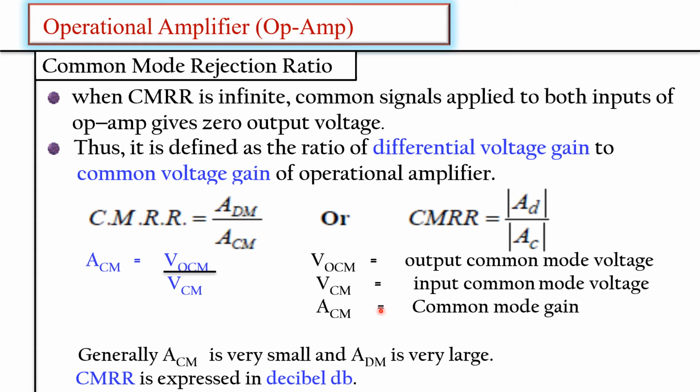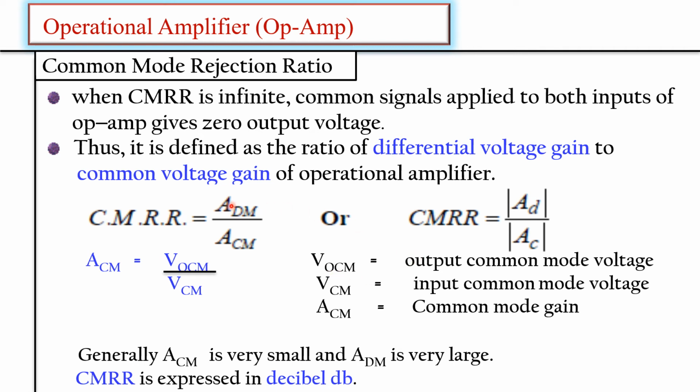And how well the op-amp is able to suppress this common mode signal is defined by the parameter known as common mode rejection ratio, and it is the ratio of the differential gain divided by the common mode gain. In decibels it can be expressed as 20 log ADM upon ACM.